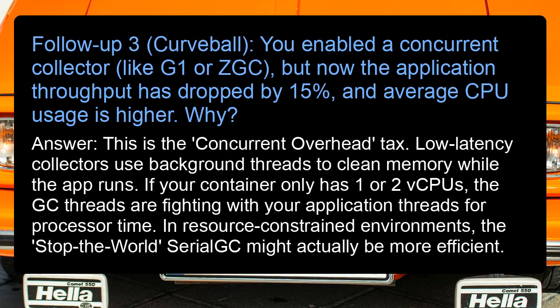Follow-up 3. Curveball. You enabled a concurrent collector like G1 or ZGC, but now the application throughput has dropped by 15% and average CPU usage is higher. Why? Answer, this is the concurrent overhead tax. Low-latency collectors use background threads to clean memory while the app runs. If your container only has 1 or 2 vCPUs, the GC threads are fighting with your application threads for processor time. In resource-constrained environments, the stop-the-world serial GC might actually be more efficient.